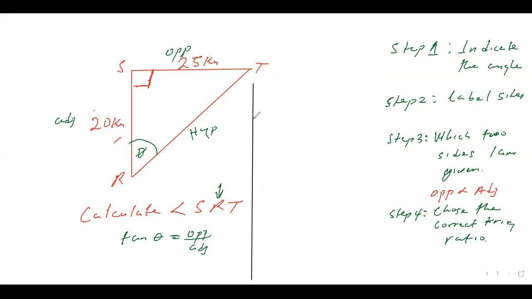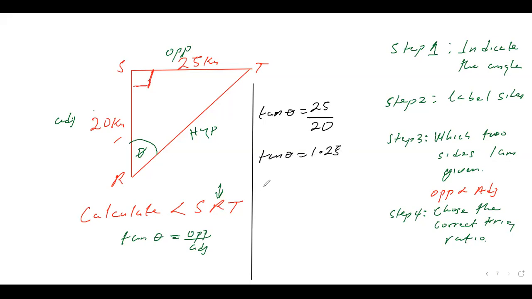So we're going to say tan theta. What is my opposite? 25. Over adjacent, 20. So tan theta is 25 over 20. All right. Now, can somebody work out what 25 over 20 is for me, please? 1.25.